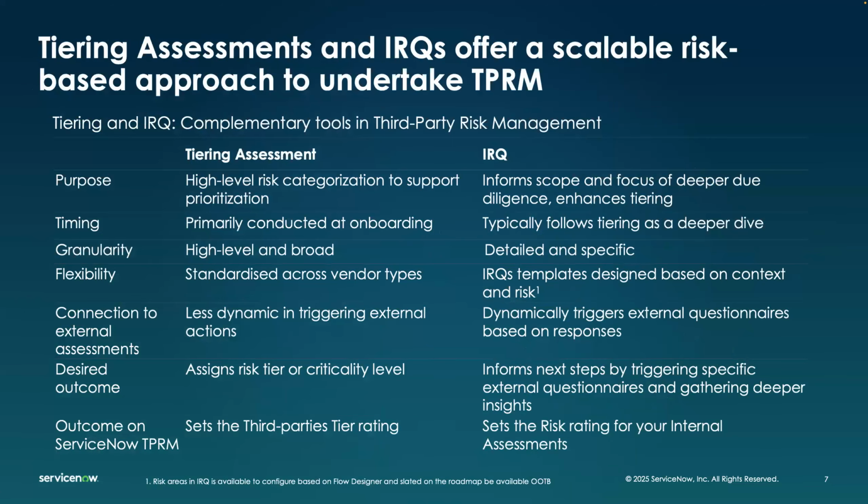Now, let's break down the tiering versus IRQ process, right? So tiering is the foundational step in TPRM where third parties are initially categorized by their potential risk at the time of onboarding. This broad classification, based on factors like service criticality, data access, regulatory impact, financial exposure, and reputational concerns, determines the subsequent due diligence activities that need to be performed.